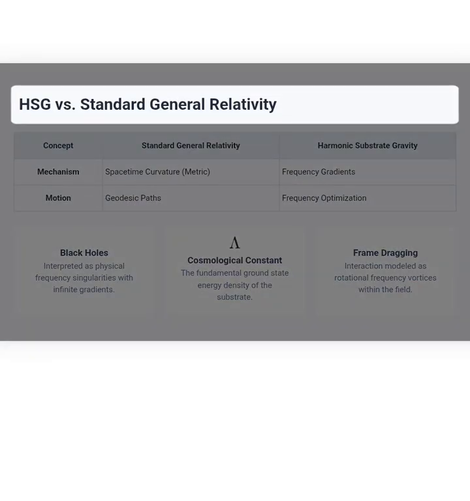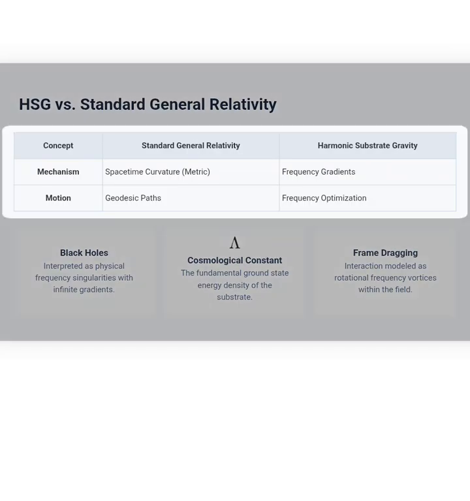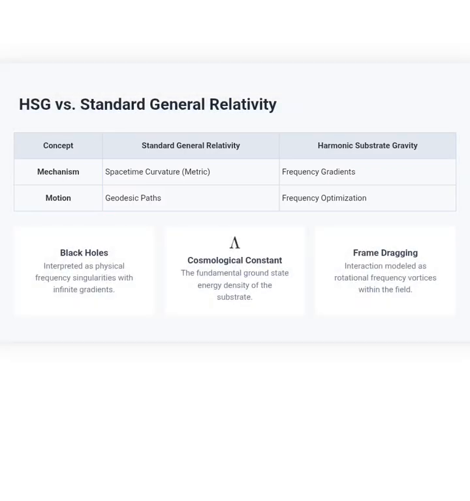Building on the numerical stability we just covered on the previous page, let's see how harmonic substrate gravity actually compares to the standard general relativity we all know. It's helpful to think of this not as replacing Einstein, but as reinterpreting his geometry through the lens of frequency. In standard GR, we talk about space-time curvature. In the HSG framework, we describe those same effects as frequency gradients.